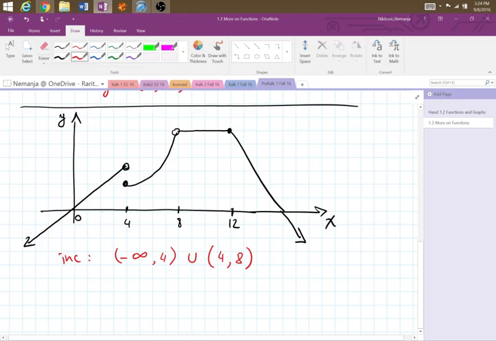That's why this one is open and this one is closed. So this one does not contain a y value, and this one does. So the point for 4 is actually here, not there at all.